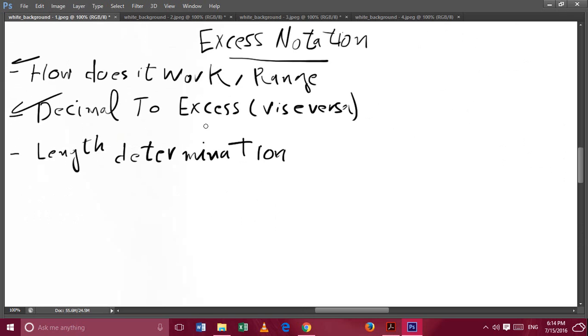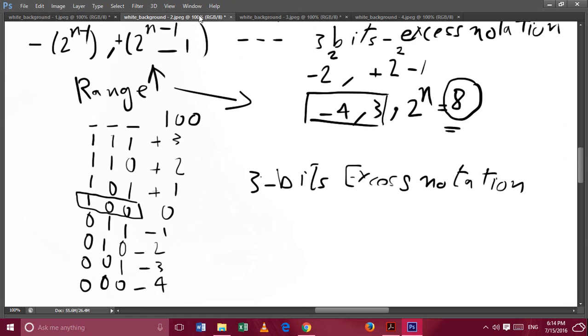So now we've covered decimal to excess and vice versa. Last thing will be length determination. And what I mean by that is I can come and tell you, okay, please convert minus 3 to excess notation. But the thing is, I do not tell you the number of bits. I do not tell you, to 3 bits excess notation, and I do not tell you the excess as well. I do not tell you it's excess 4. So how do you figure out how many digits is going to be used? Because remember we said the excess notation comes with a specific length of digits, right?